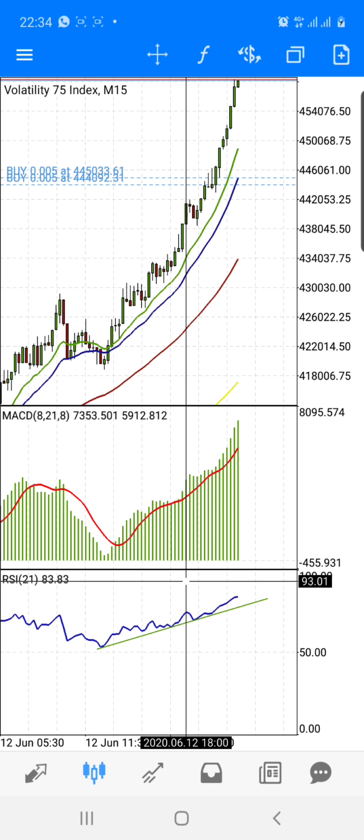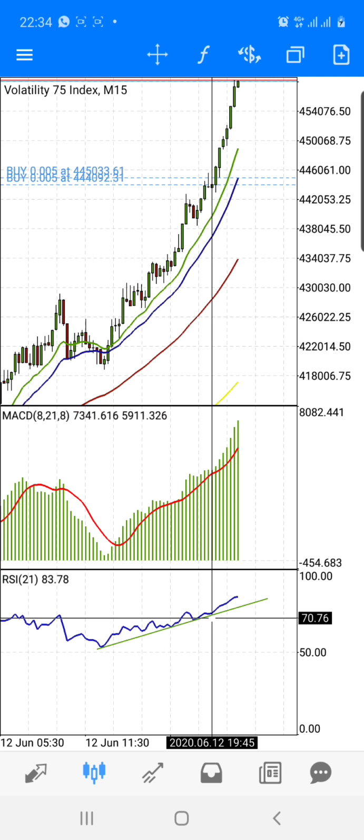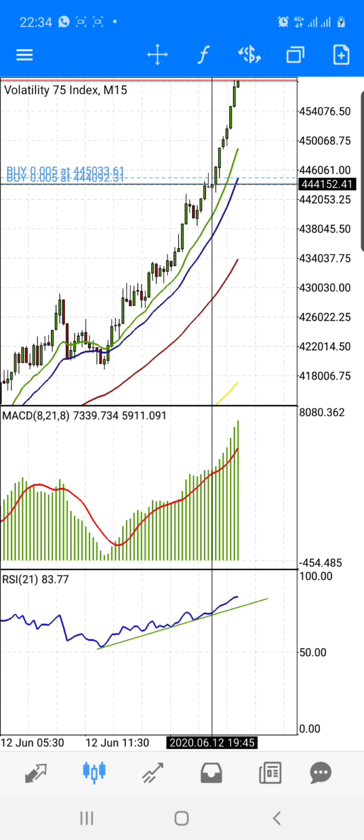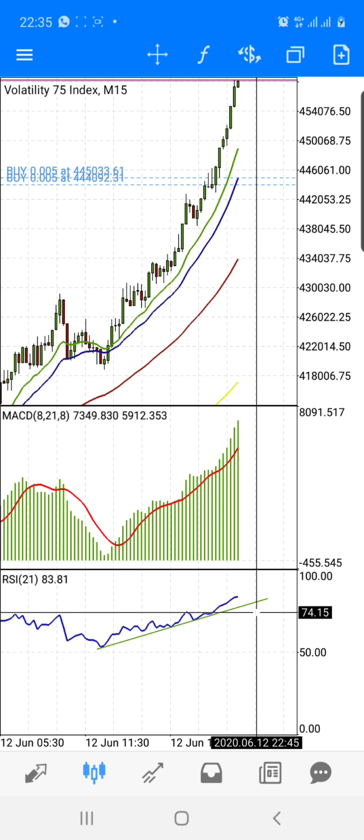If you notice, I entered the market at this particular point. You can see I entered the market at this point. If you trace it, you see I entered the market here. So if this blue goes down and crosses this my line here, I will take profit.